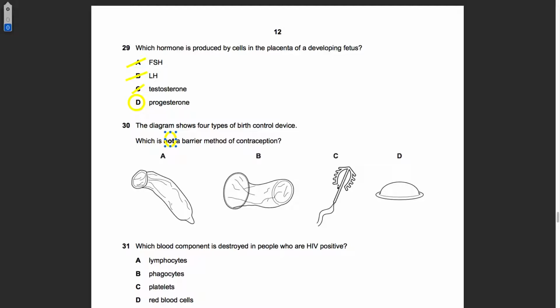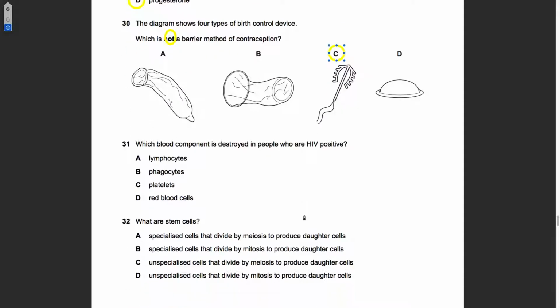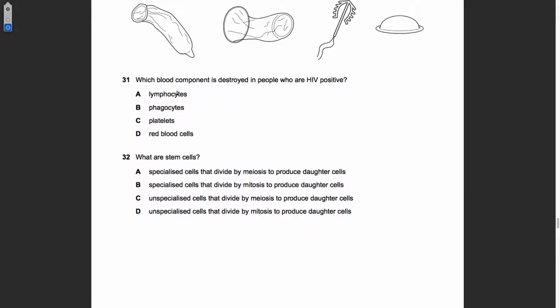This is the one that sits inside the uterus to prevent pregnancy, an IUD. So this one is not classed as a barrier method. It does not stop the male seminal fluid from obviously entering the woman's body. Okay, question 31. In someone who is HIV positive, which part of their blood is destroyed? It's where the lymphocytes are actually reduced to very low numbers. So that is the answer for 31.